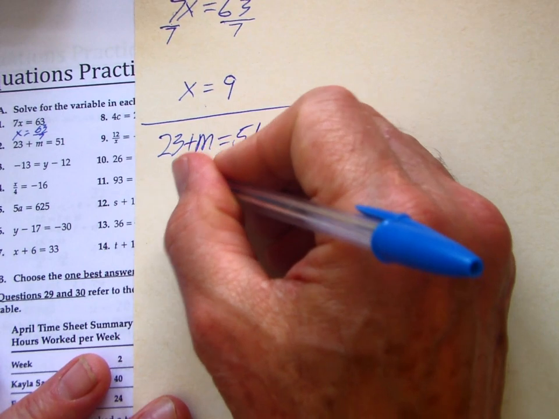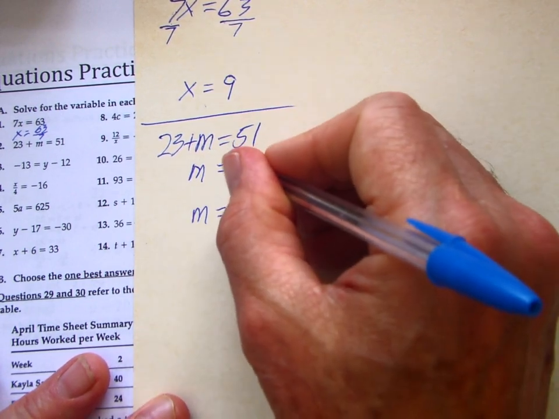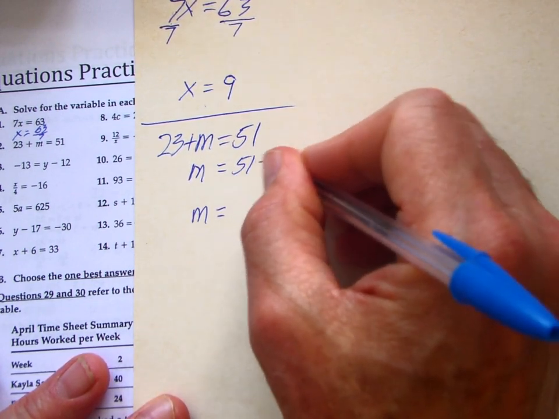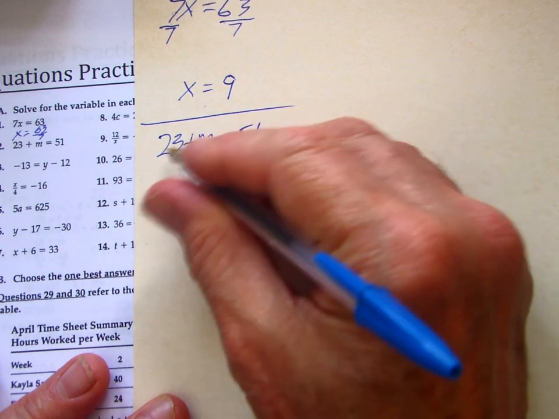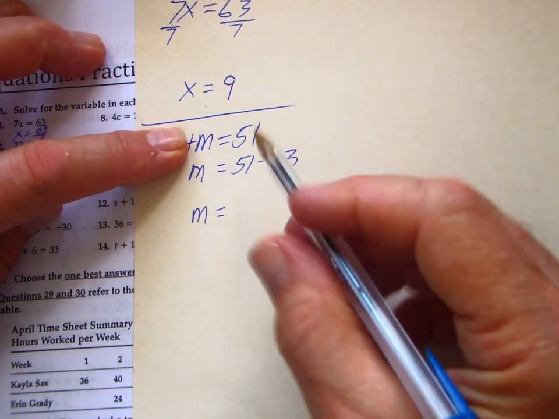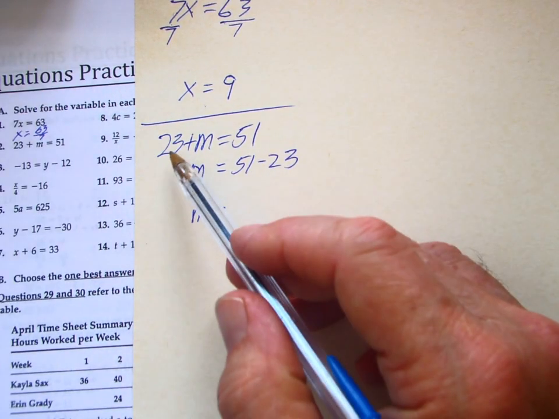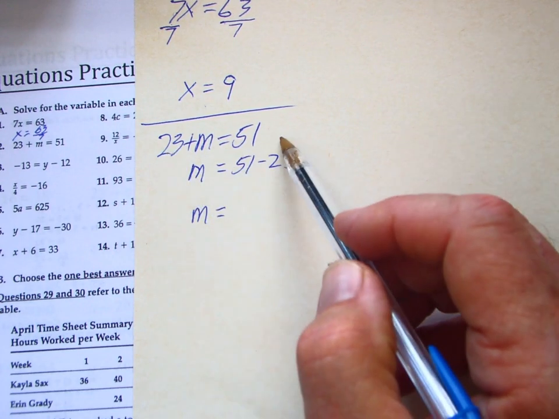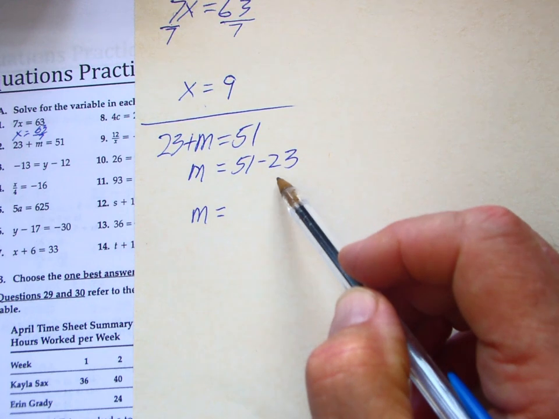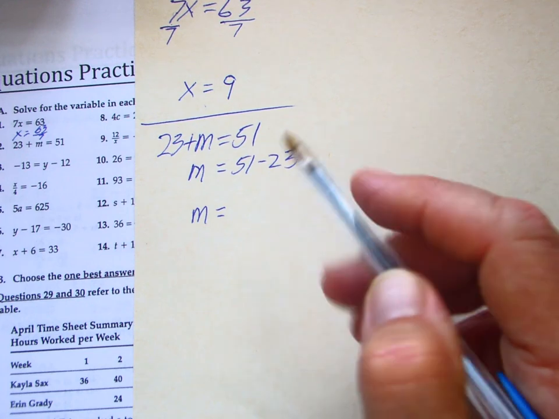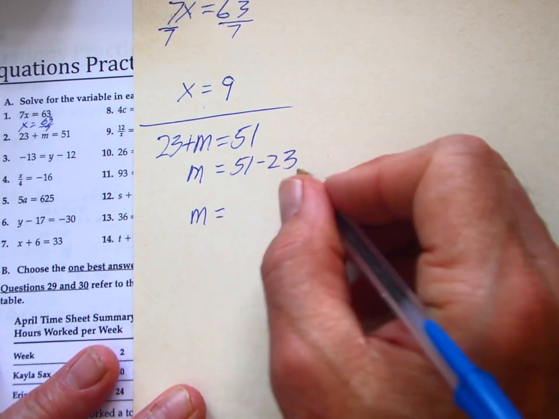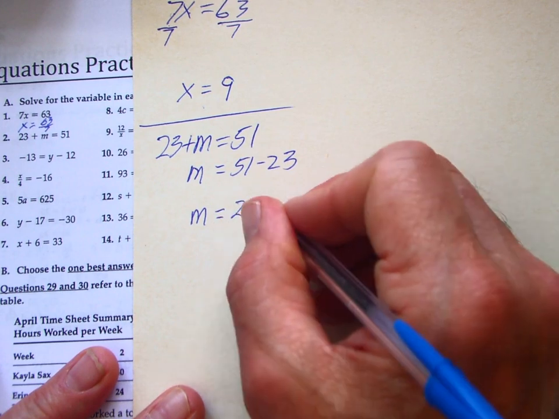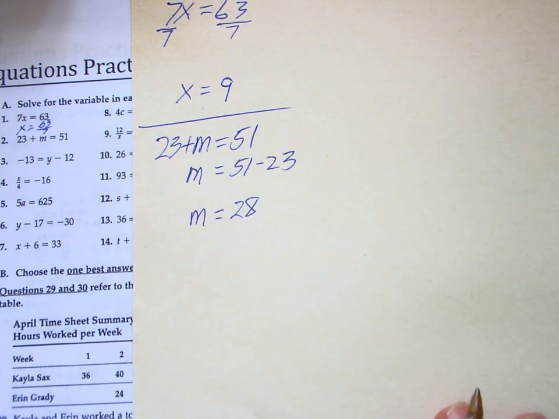That would give me m equals 51, but you have to subtract 23. You subtract it here, it disappears. But you have to subtract it there. In a way, you're moving the 23 to the other side, but when you take plus 23 and move it to the other side, it becomes minus 23. It becomes the opposite. M equals, if you put that in your calculator, you get 28. M equals 28.